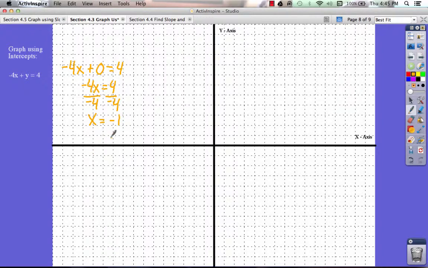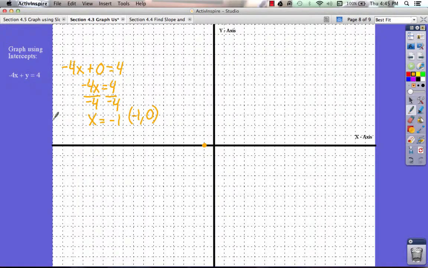So now we can write the coordinate. X equals negative 1. We plug 0 in for y, so the coordinate is (-1, 0). Step 2 is to graph this. We're going to mark this point on the graph. (-1, 0) is right here.